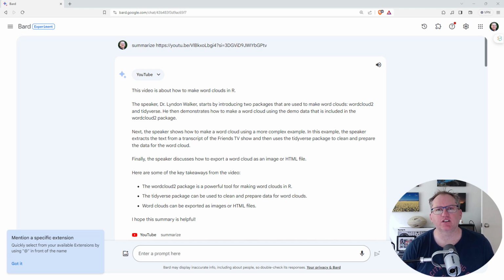Today we are looking at two new features on Google's Bard AI. So these are two recently released features. The first is that it can now work with YouTube videos. So you can give it a link and you can ask it to do things like summarize, and it will be able to do a summarization of a particular YouTube video.